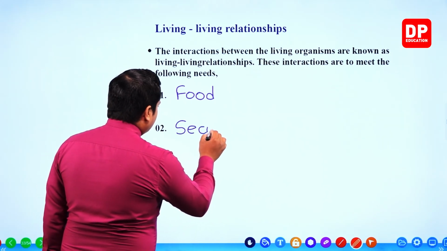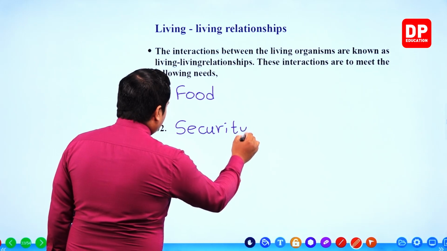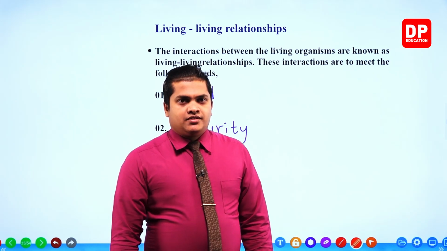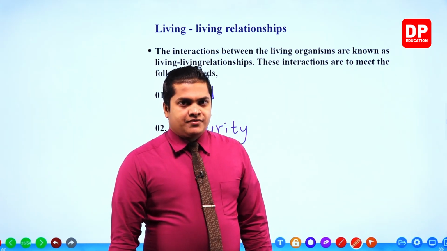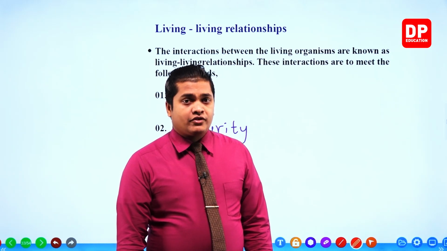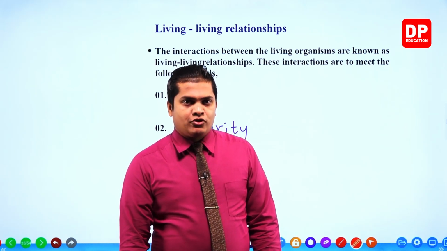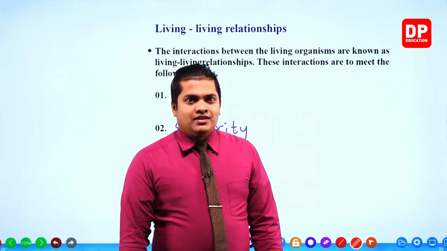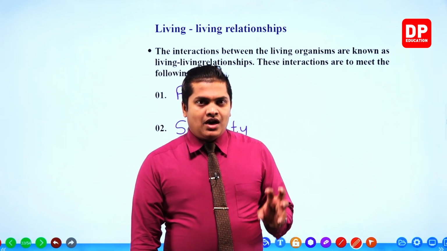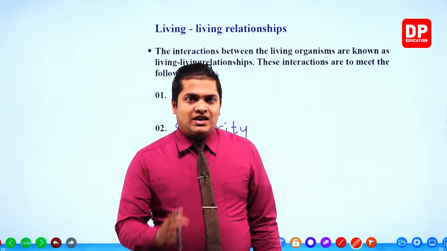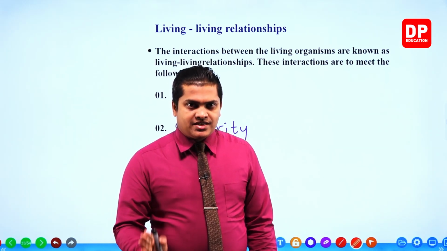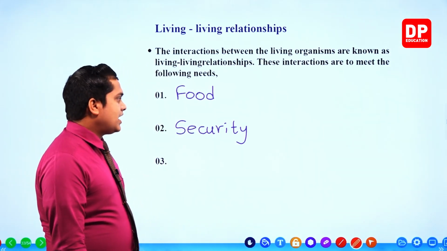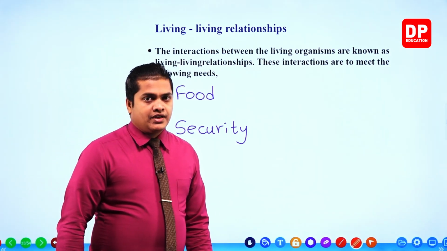Then the next one, security. Security, like getting shelter. The earlier example which I took, when I was writing down an example for the living relationship, can you remember? Parrots living on plant trees. In that example, my dear children, the plant is a living object. So that living object is providing shelter or security for the parrot. So it is a living relationship regarding the security of one particular organism.